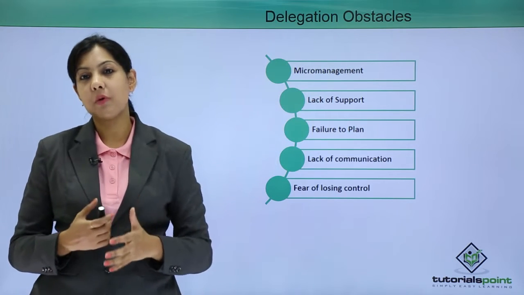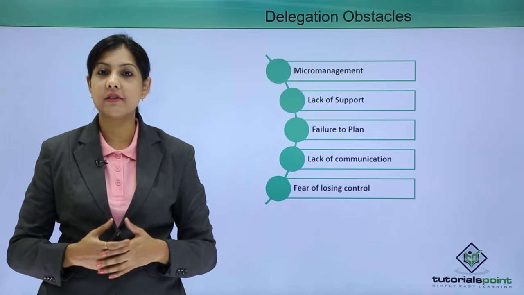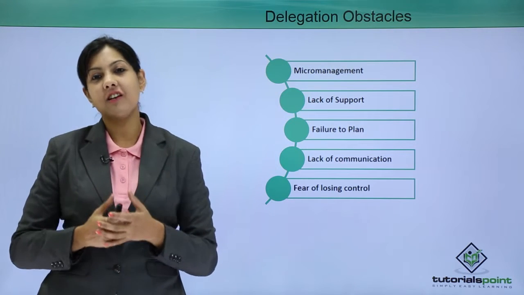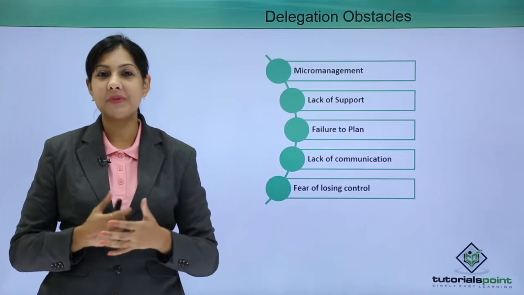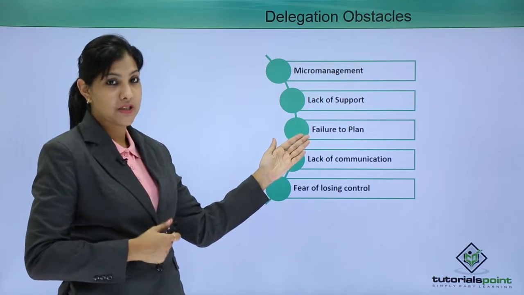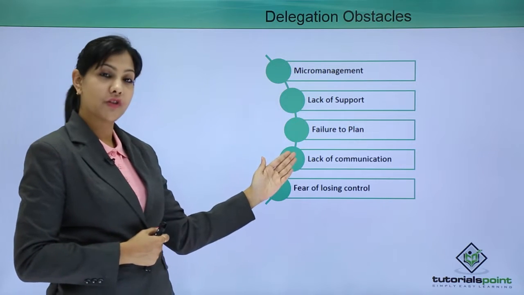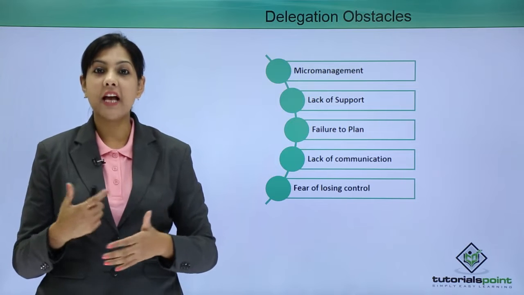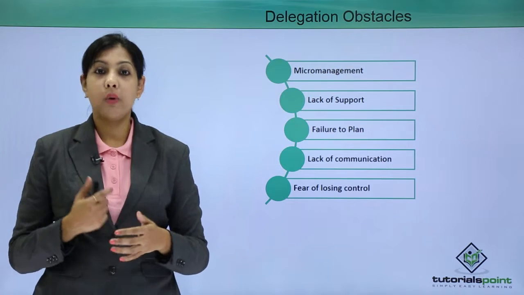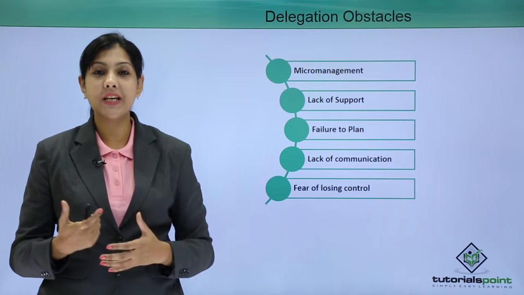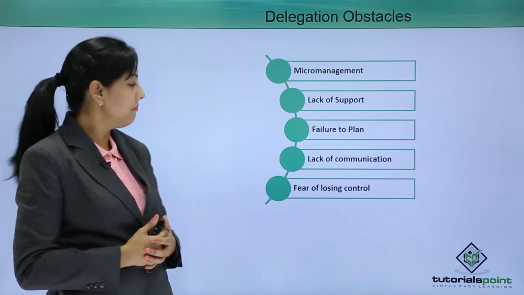Also, having lack of support. You might not get the support from your seniors, your supervisors, your managers, your leaders, or the boss of the organization. Having a lack of support can also lead to an obstacle in delegation. Failure to plan, when you don't plan out your delegation properly. Lack of communication. A lot of people working in the same team have lack of communication with each other. When there is lack of communication, delegation becomes a problem. So communicate effectively with everyone in your team.